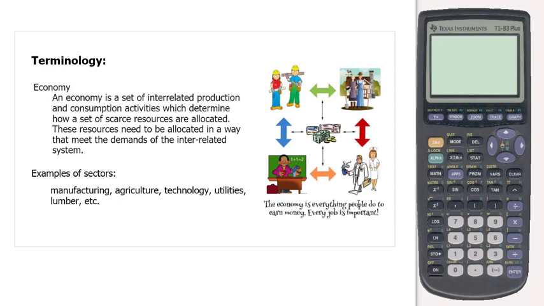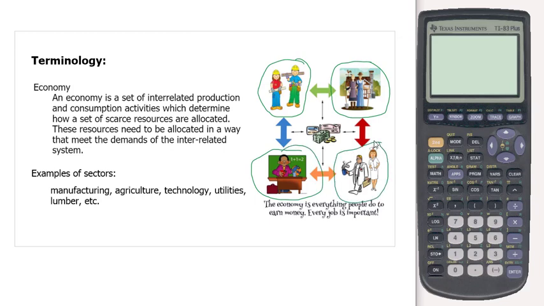An economy is a set of interrelated production and consumption activities which determine how a set of scarce resources are allocated. These resources need to be allocated in a way that meet the demands of the interrelated system. So what do we mean by sectors? Well, maybe we have a construction sector, a farming or agriculture sector, an education sector, and a medical sector.